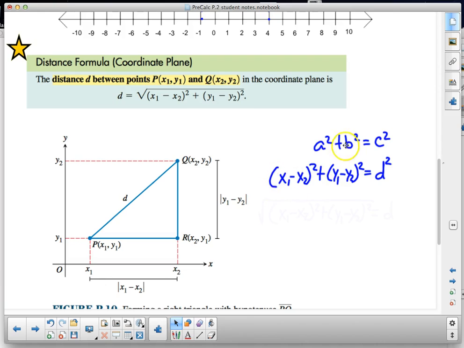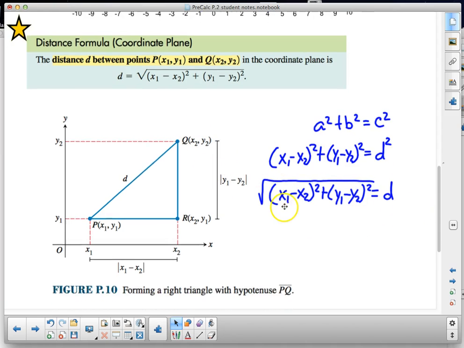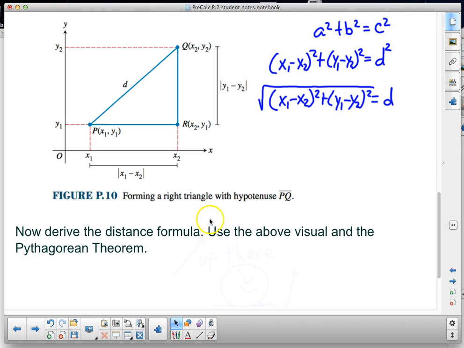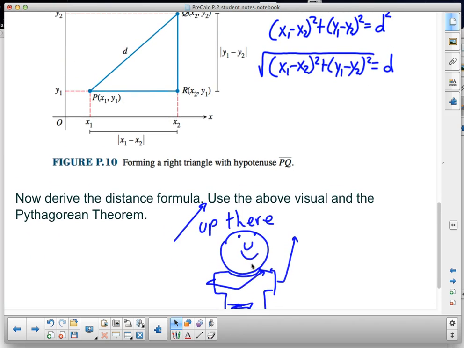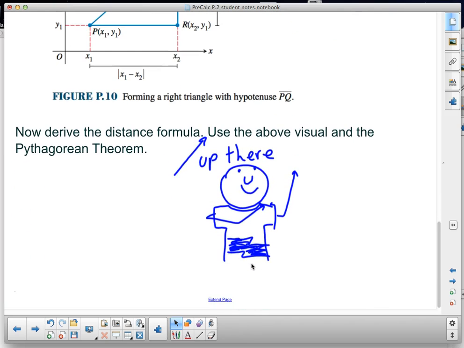Now I square them according to the rules here. When I square them, my absolute value doesn't matter any longer. Take the square root, because I just want to find the distance between the points, and that is the distance formula. Now, derive the distance formula, use the above visual in the Pythagorean theorem. I think we've already done that. Look, it's up there. Okay?